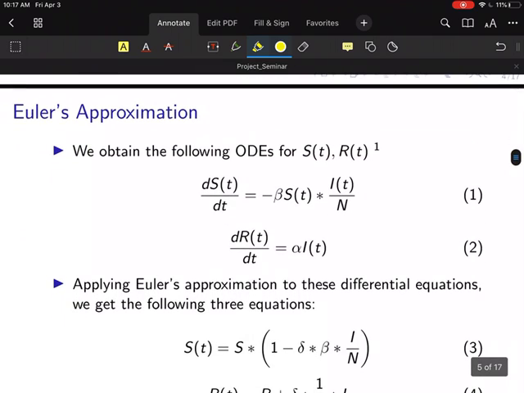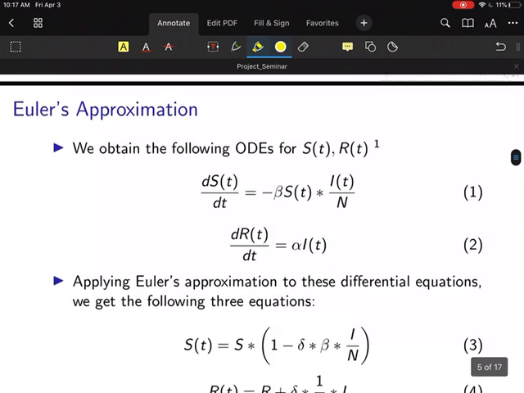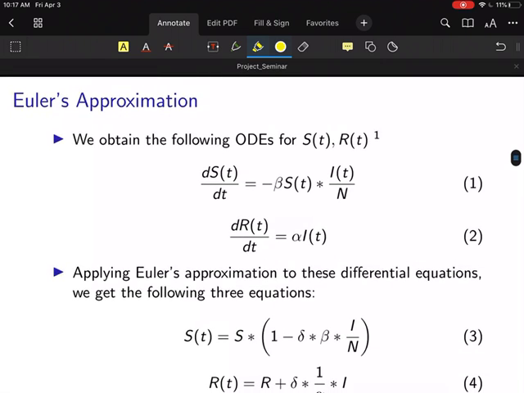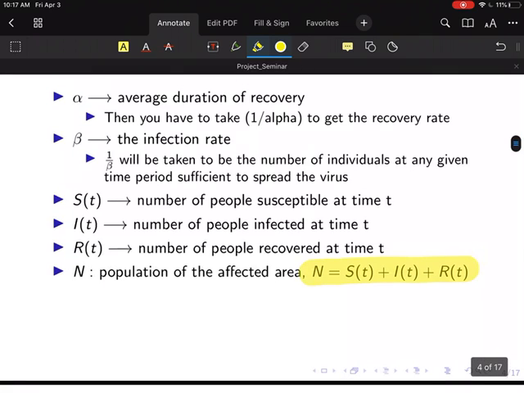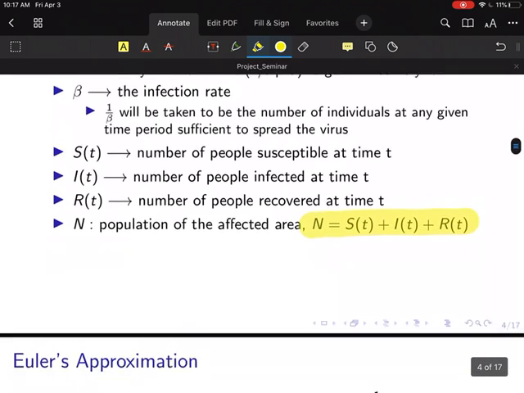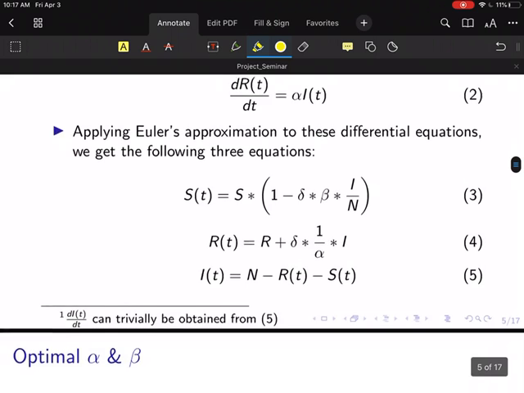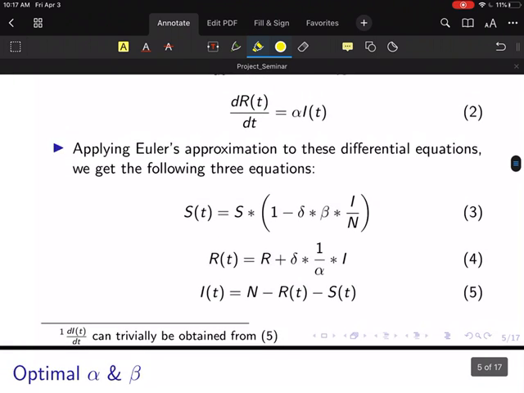So using Euler's approximation, I can then find an approximation to the change in the state of these parameters S_t, I_t, R_t for any given time t. So using these three equations, equations 3, 4, 5, I will be able to simulate from my model once I obtain my optimal alpha and then beta.